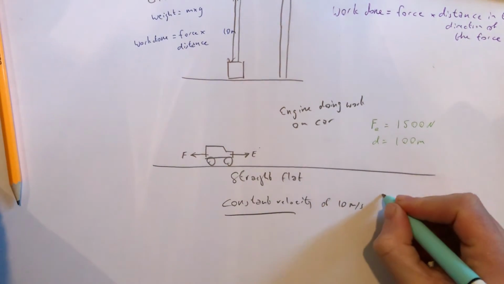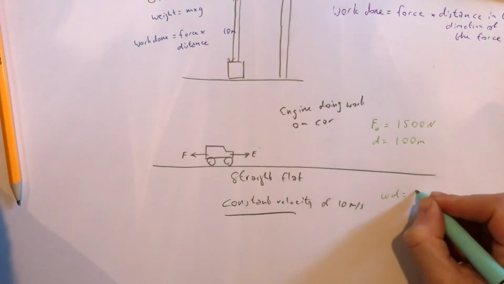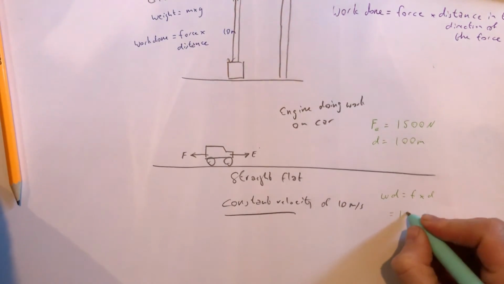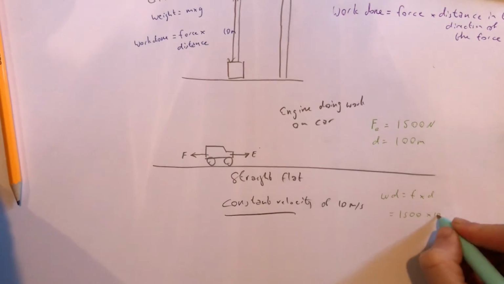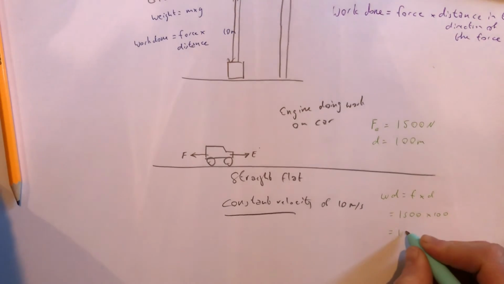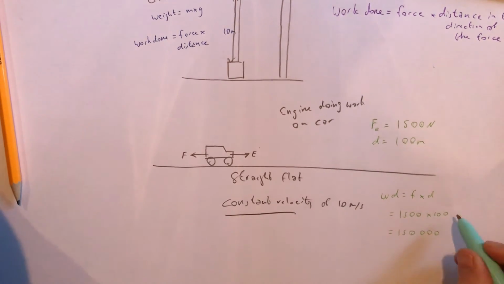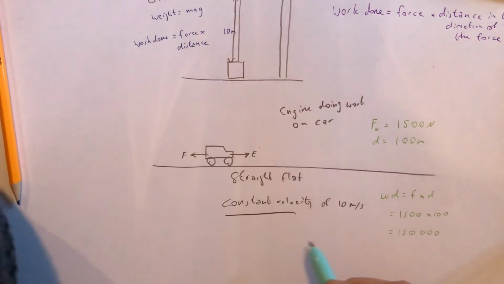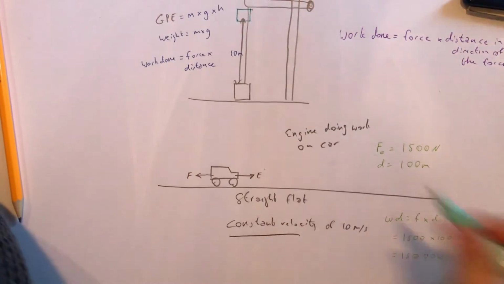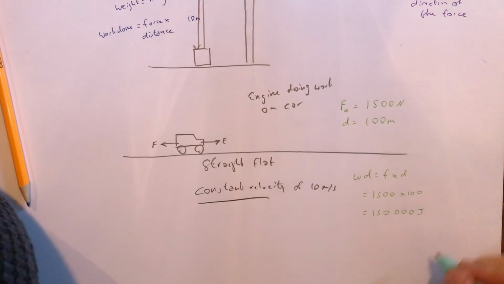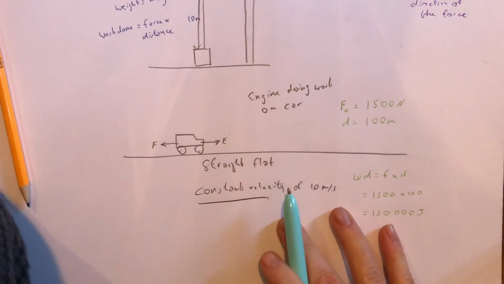So the work done is force times the distance in the same direction. So we just do 1500 multiplied by 100, which will give us 150,000. Now remember, work done is just a certain amount of energy, so our unit for work done is joules.